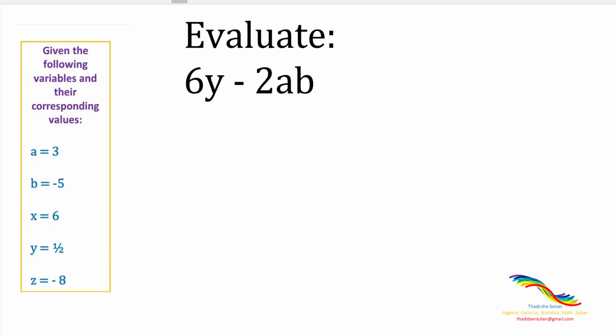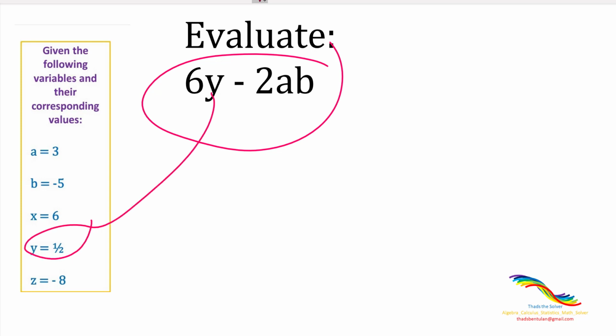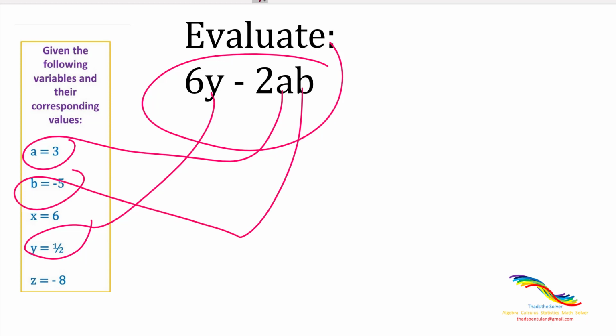Alright, our problem now is to evaluate 6y minus 2ab, where we're given that y is 1/2, a is 3, and b is -5. It's understood that 6y means 6 times y, and 2ab means 2 times a times b.